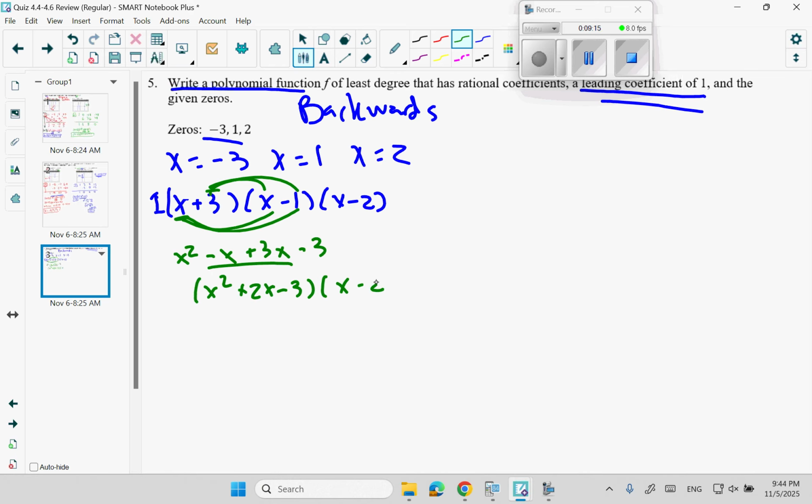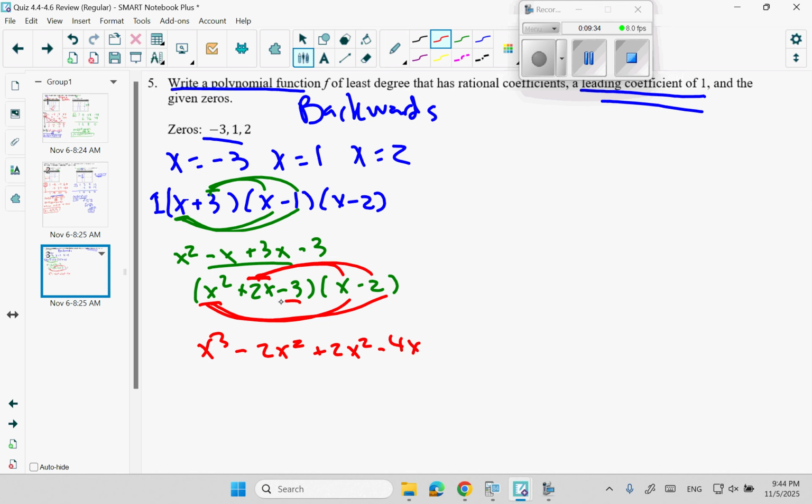And then I can multiply it times this binomial over here. So x squared times x, x cubed, x squared times negative 2, negative 2x squared, 2x times x, positive 2x squared, 2x times negative 2, negative 4x, negative 3 times x, negative 3x, negative 3 times negative 2, positive 6.